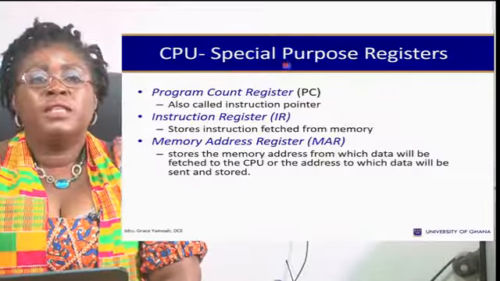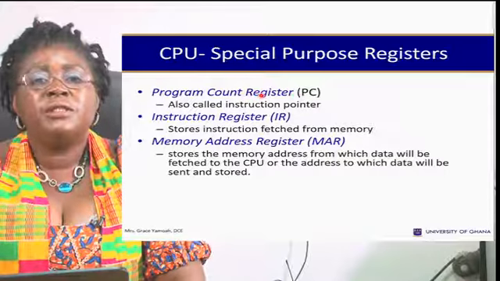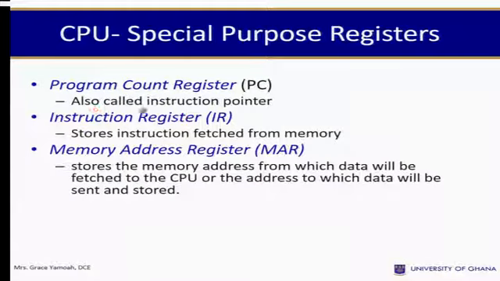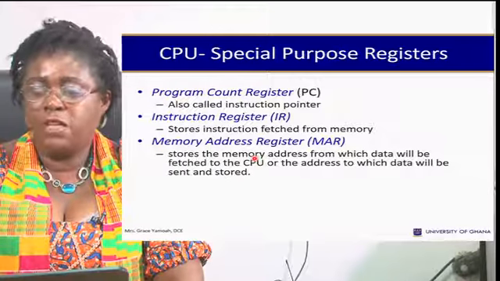CPU special purpose registers. They are the program counter register, also called the instruction pointer. Then we have the instruction register, which stores the instruction fetched from memory. Then we have the memory address register, which stores the memory address from which data will be fetched to the CPU, or the address to which data will be sent and stored. As you study computing, you see more of these registers and their operation and functionalities.